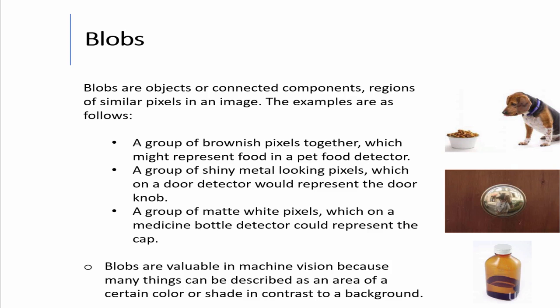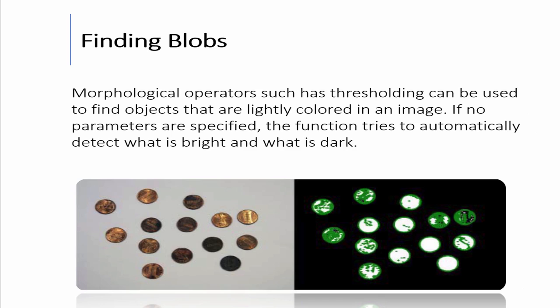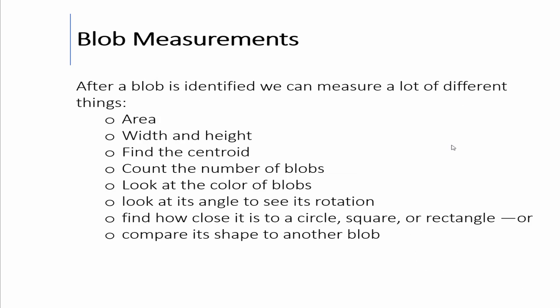Blobs are valuable in machine vision because many things can be described as an area of a certain color or shade in contrast to a background. In finding blobs, morphological operators such as thresholding can be used to find objects that are lightly colored in an image. If no parameters are specified, the function tries to automatically detect what is bright and what is dark.